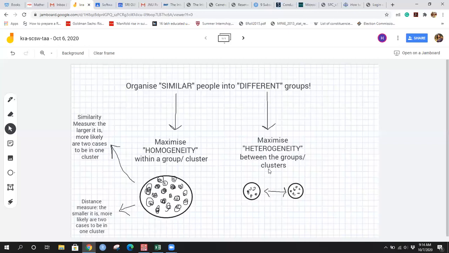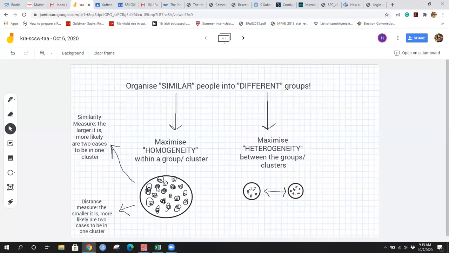And then talking about the different groups, different groups means I want to maximize heterogeneity between the groups or clusters. So I'm saying that I want this cluster to be as different as possible from the other cluster. That's only possible when, let's say, this particular individual is as different or as far as possible from an individual in this cluster. Correct? So what we want is two clusters to be very different from each other. However, within a cluster, we want people to be as alike as possible.